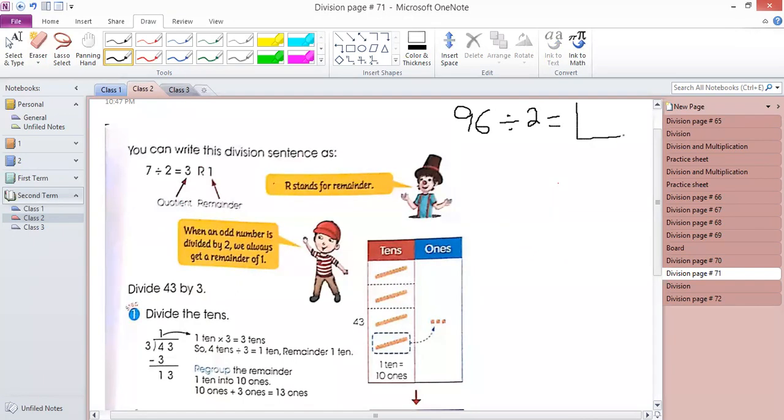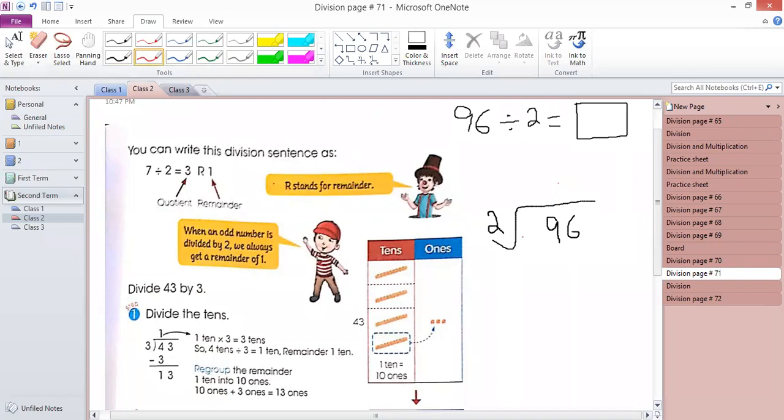I ask you to divide 96 balls into 2 groups. There are 96 balls. I ask you to divide equally, to share equally into 2 groups. So how can you do it? Draw the long division sign. In the long division sign, write 96 inside. You want to share into 2 equal groups, so write 2 outside. You are dividing it by 2.